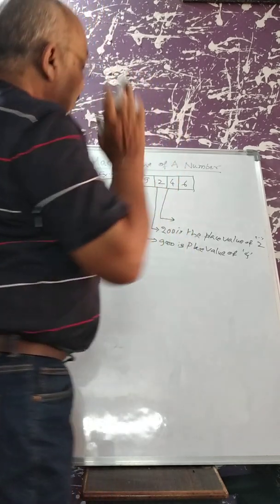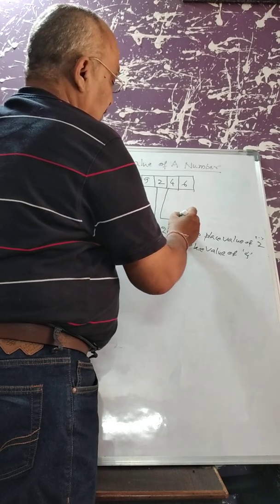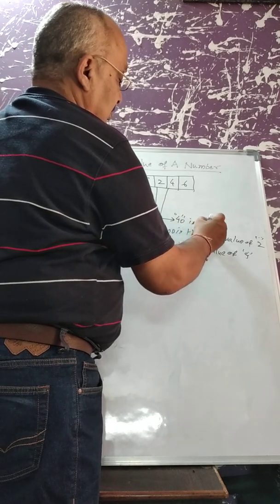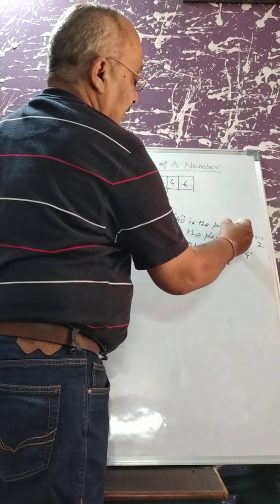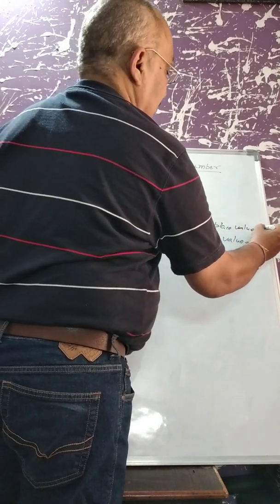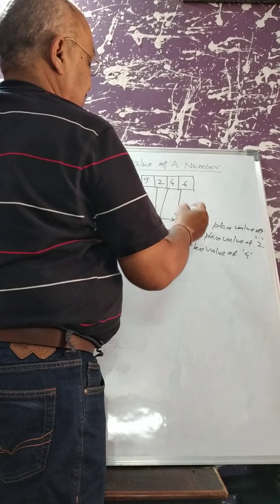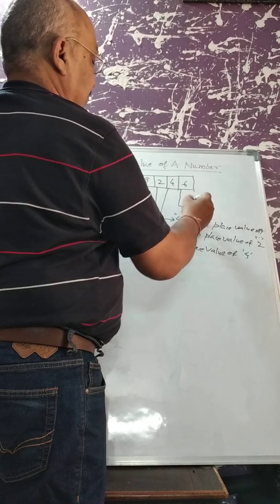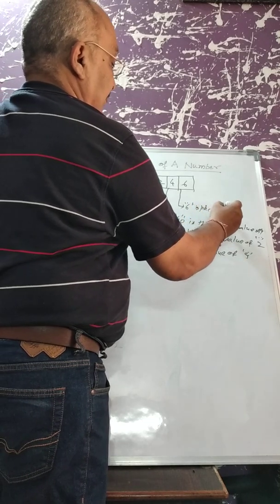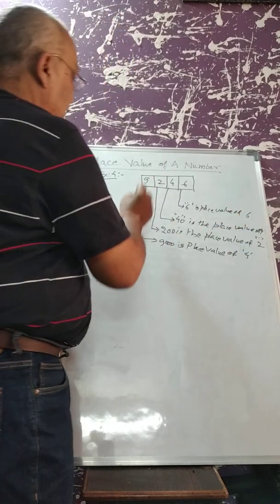Place value of 4, because 4 is at the place of tens. 4 tens means 40. So it will be 40. 40 is the place value of 4. And 6 is at the place of ones. So 6 is the place value of 6.